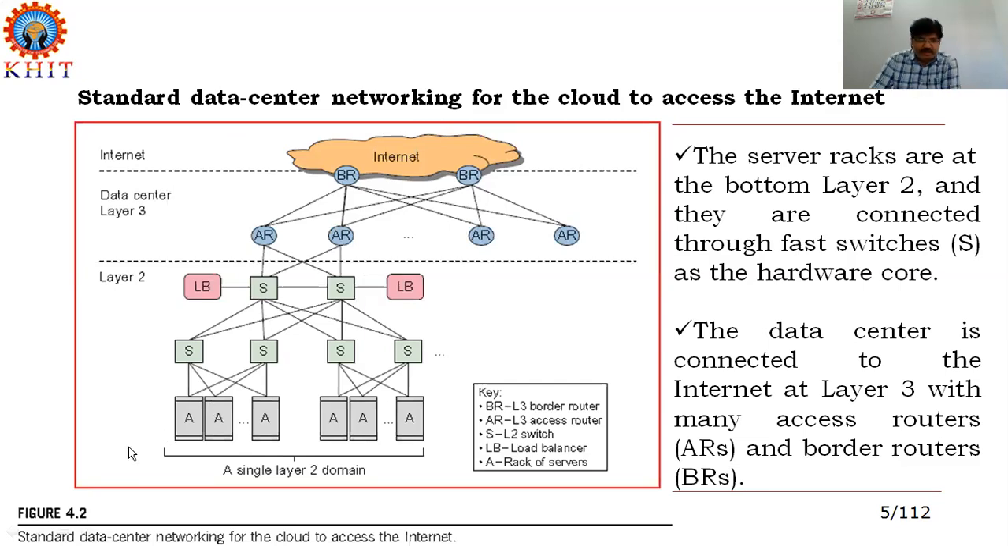Now we will see the working model of the data center architecture, starting at the bottom level. In the bottom level, there is a collection of servers. A stands for rack of servers. A collection of racks of servers are kept in the bottom layer, and these servers are interconnected through fast switches at the hardware core. There are various switches available, switch 1, 2, 3, 4, 5, 6, that is 4 plus 2, six different switches, and the servers are connected to the switches.